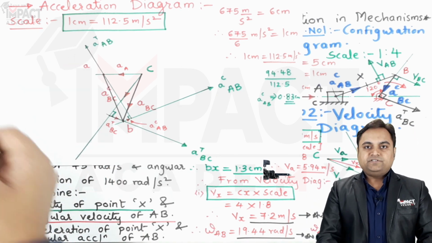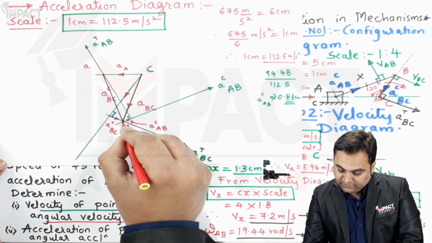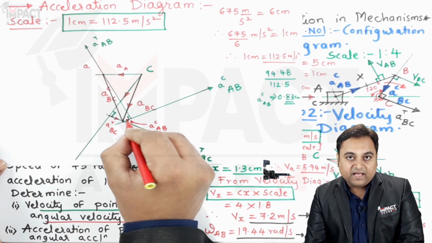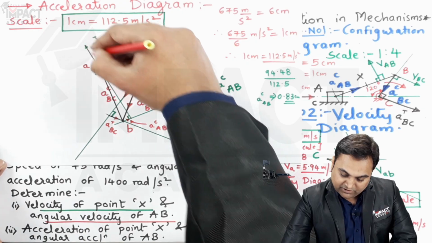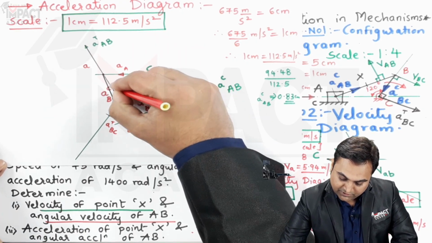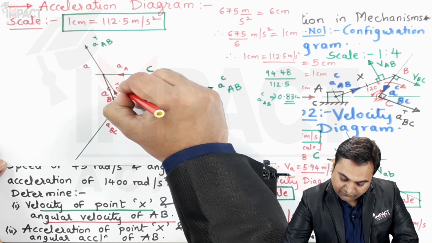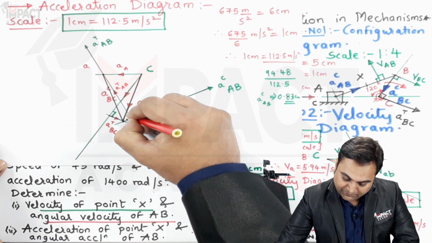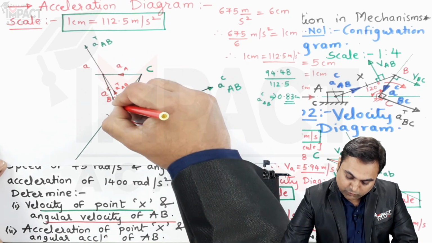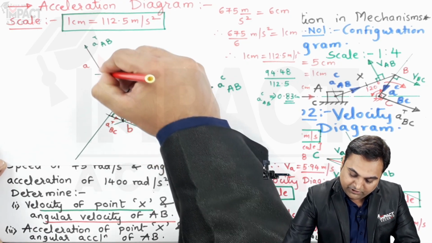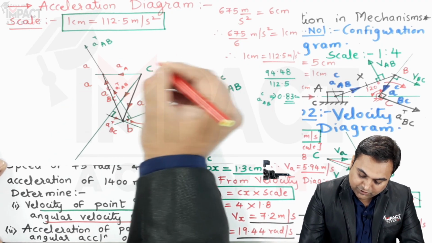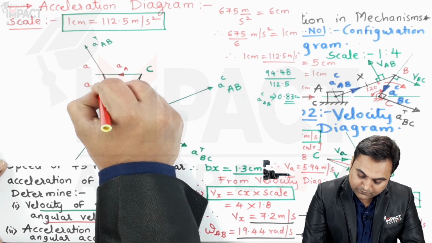Then how to get its sense? For that, the centripetal acceleration of AB is acting towards here, as we can see with this arrow. The tangential acceleration is acting along the same sense, as we can see here. This is the tangential acceleration of AB. So centripetal and tangential are in the same sense. The main acceleration is the resultant, so it won't be in the same sense, it has to be in the opposite sense. So here is the direction for the main acceleration of link AB.